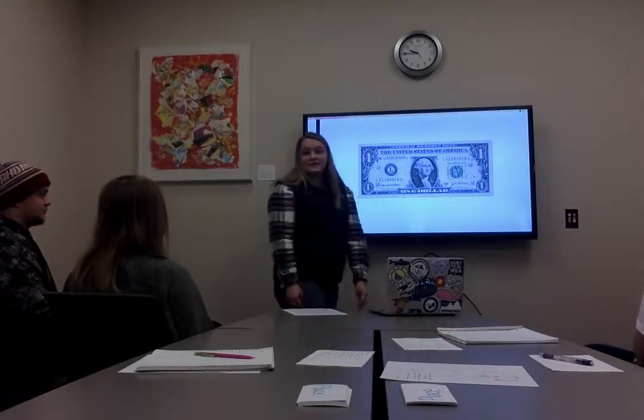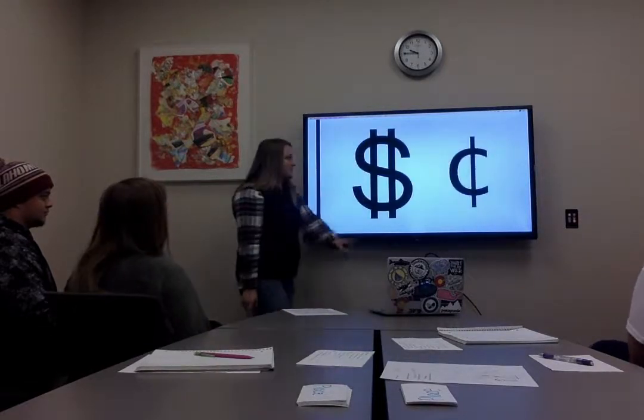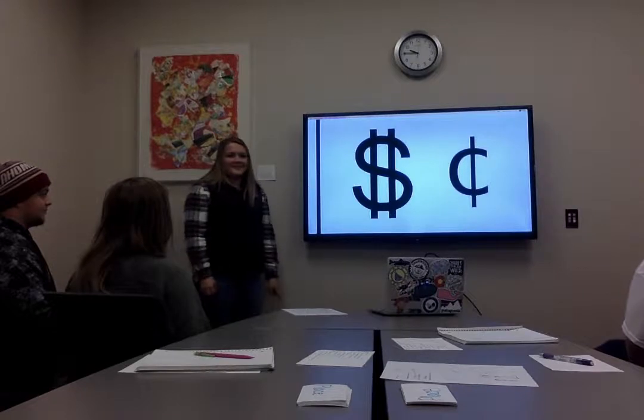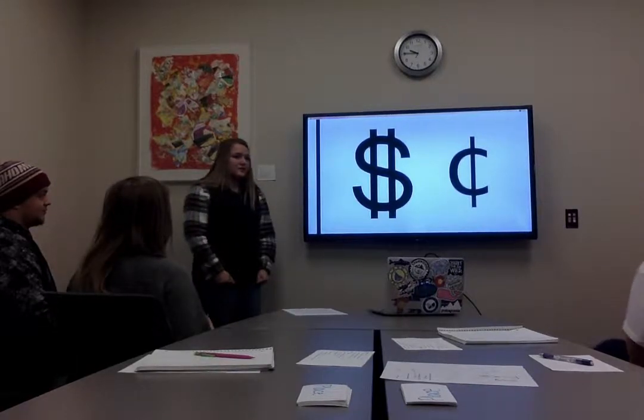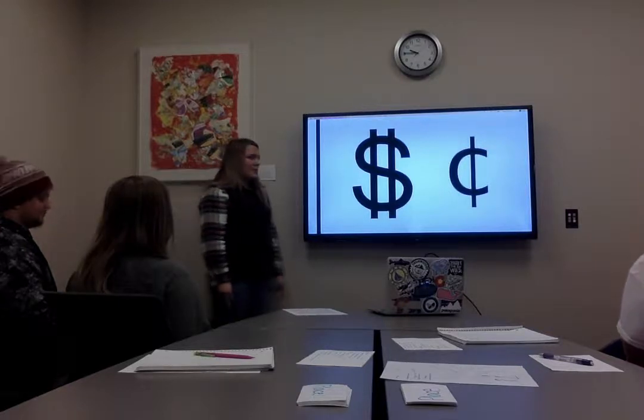Now we're going to go over some symbols that will help you when we're doing our word problems. What is this first symbol? Dollar. So what do you think we use this symbol for? Dollar bills. Yes. And what about this symbol?